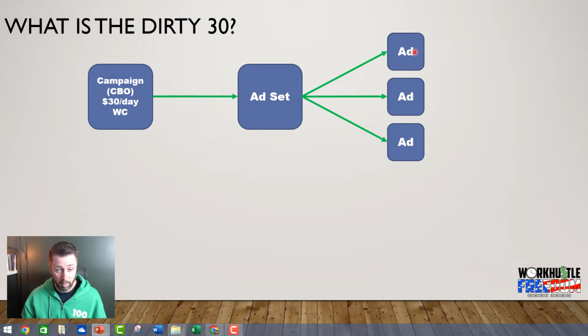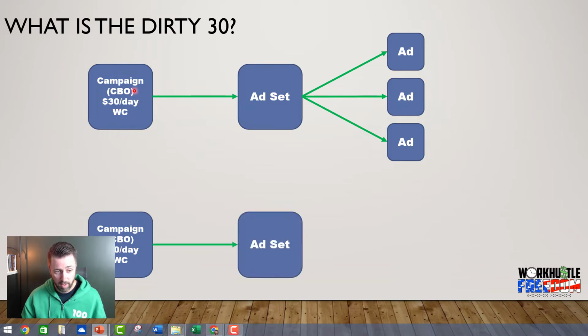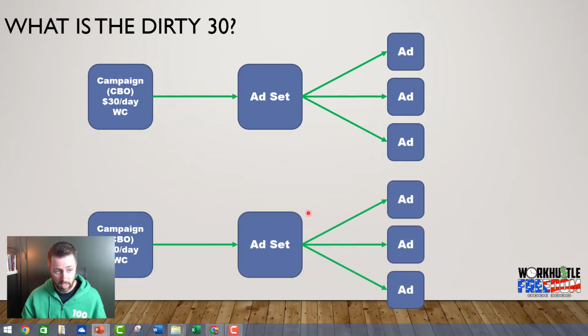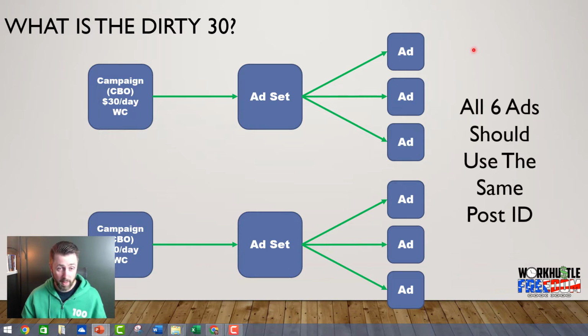The one thing I will say here is, since you're using the same post ID, it should be the exact same ad. And what you're going to do is you're going to actually create 2. That's the point of the Dirty 30. You have 2 $30 CBOs, each with 1 ad set, each with 3 ads, and you're going to have the same targeting in both. So target the same audience. The one thing I will say that's important about the ads, all 6 ads should use the same post ID.